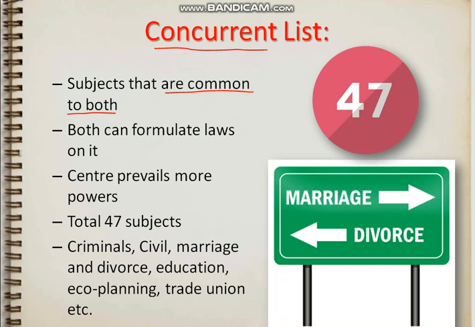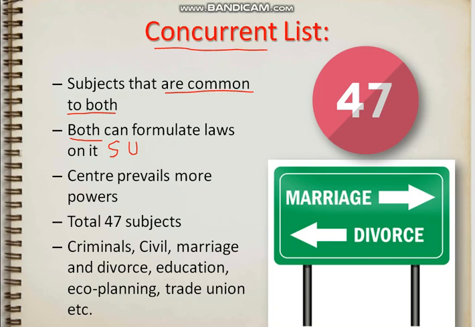Now there are certain subjects on which even the union will form laws, and the state will also formulate laws. So that kind of list of laws is known as the concurrent list. Now both can formulate laws on it. Both the state and the union can formulate laws.